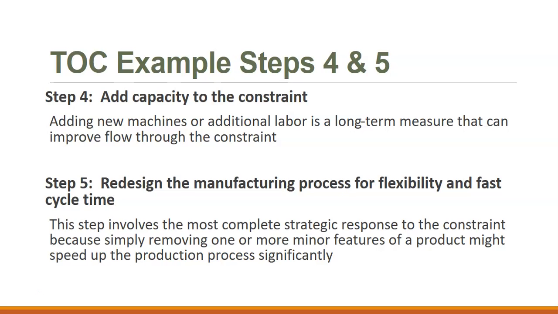Then step 5 would be to redesign the manufacturing processes for flexibility and fast cycle time. There are multiple ways to organize a manufacturing floor, and some of them have proved to be more productive than others. So this is where we would look at maybe switching from a line production to a cell production. And this varies based on our production and how we want to set up our operations.